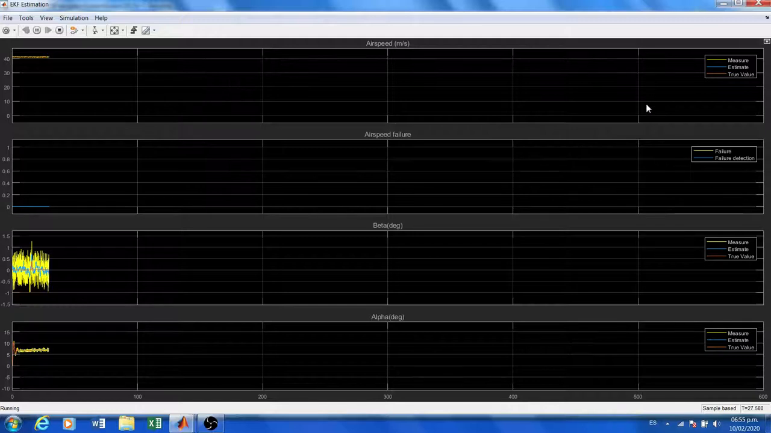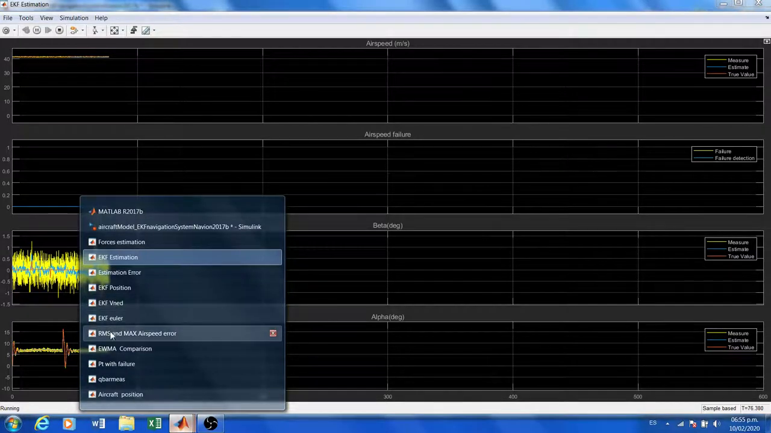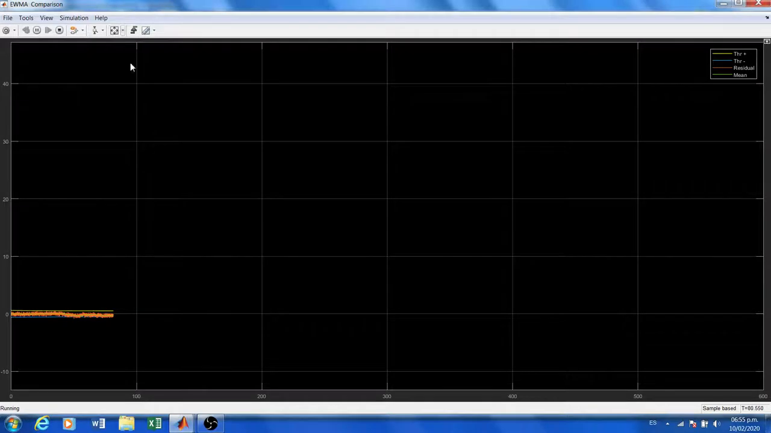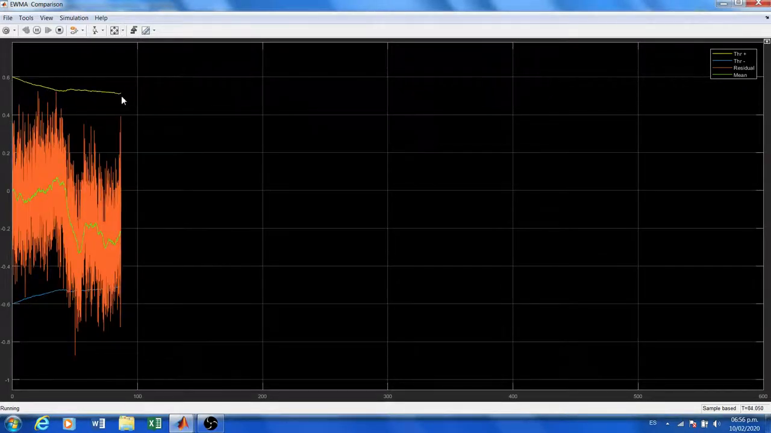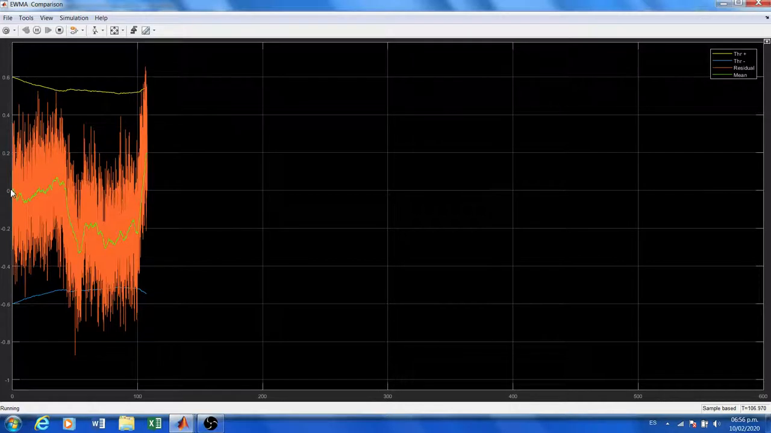It will take a few seconds to reach the point where the failure is going to be injected. So right now we see that the estimation is very good in all the maneuvers. Okay, let's see the threshold computation. Here we see the upper threshold in yellow. In blue, we see the lower threshold, and we can see here in green the mean of the airspeed.